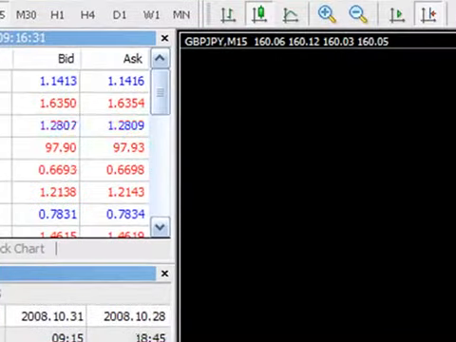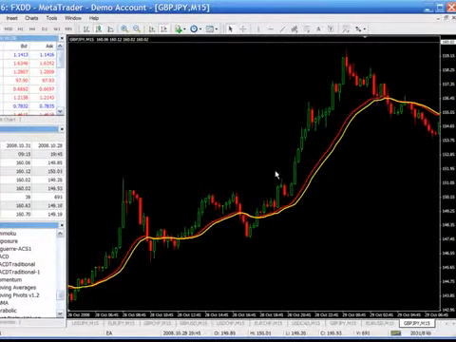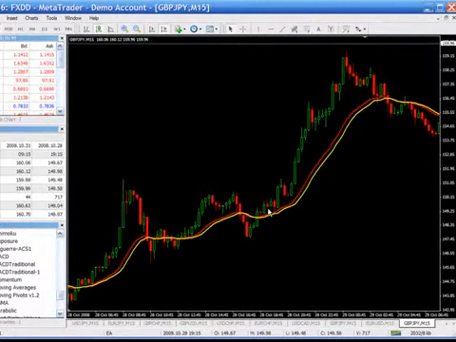The currency we've got up is the pound Japanese yen, and you can see up on the left that it is on a 15-minute chart. I like the pound yen because it has some big moves, and when it does move, it's like a train. It's very hard to stop, so there are a lot of opportunities to make money.